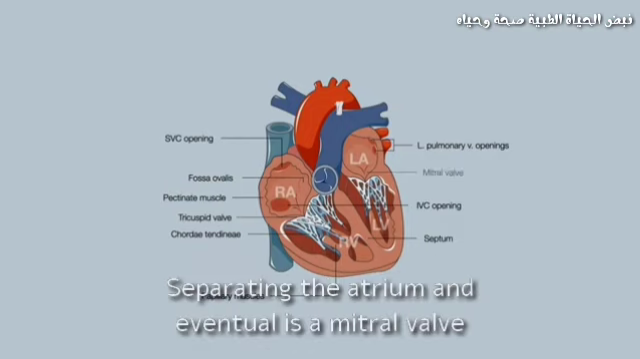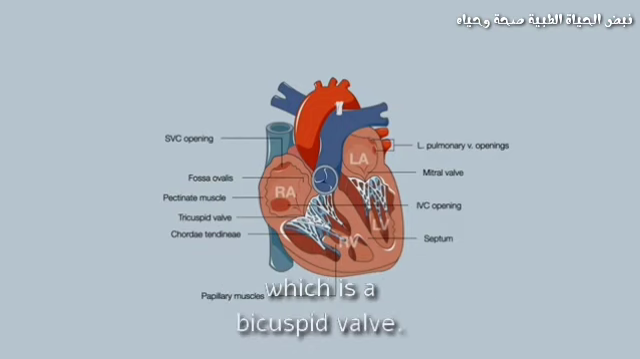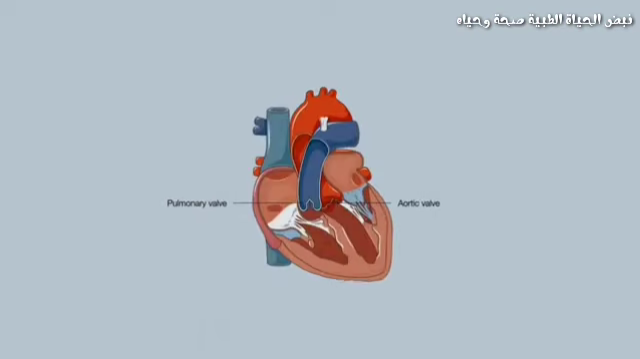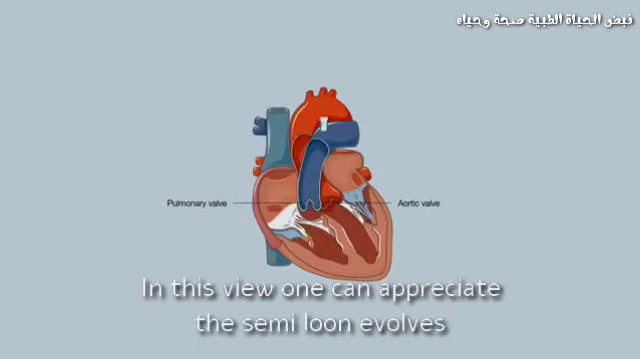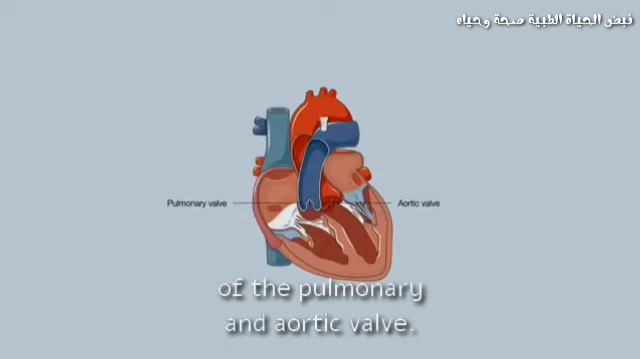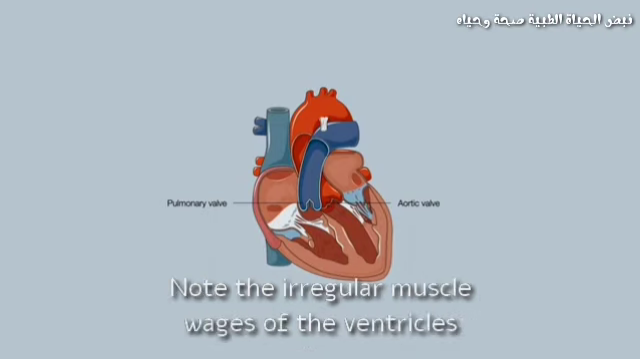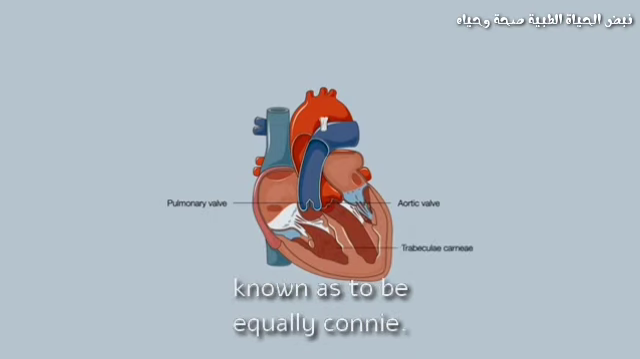Separating the atrium and the ventricle is the mitral valve, which is a bicuspid valve. In this view, one can appreciate the semilunar valves of the pulmonary and aortic valve. Note the irregular muscle ridges of the ventricles, known as trabeculae carneae.